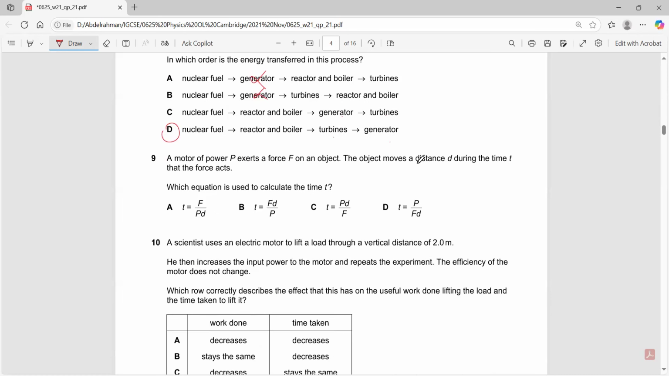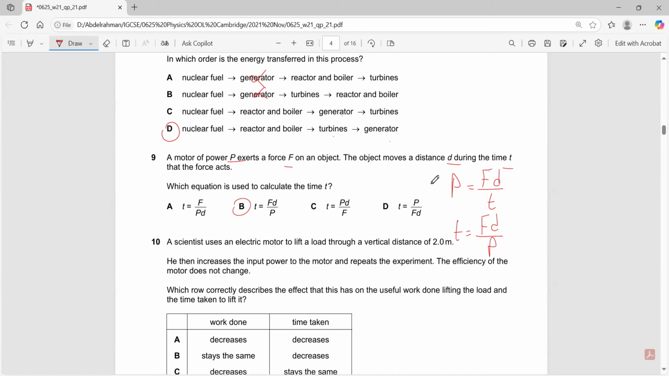Which equation is used to calculate the time? If you had the power, the force, distance and the time taken, can you find the time? Yes. Why? Because the power is the energy over time, or the force times distance over the time, right? Work done over time, basically. Can I find the time? Yes. Force times distance over power, which is B. Question 10.